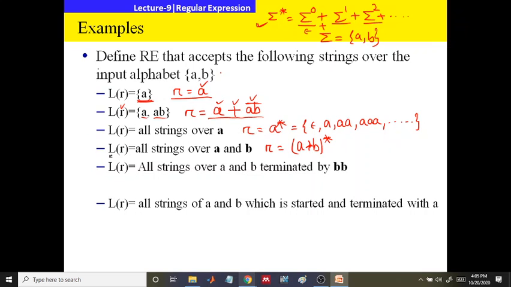Now L of R, what is the language? All strings over A, B but terminated by BB. So what will we write? What should be the regular expression?